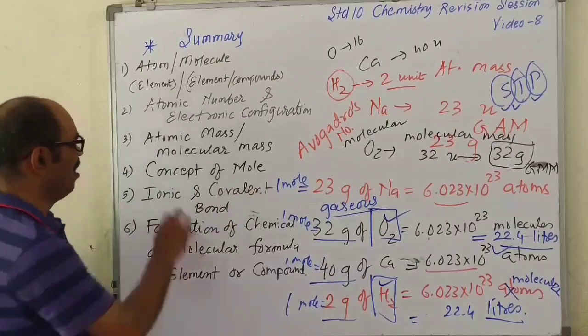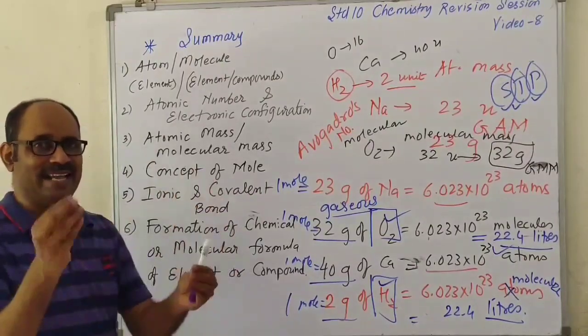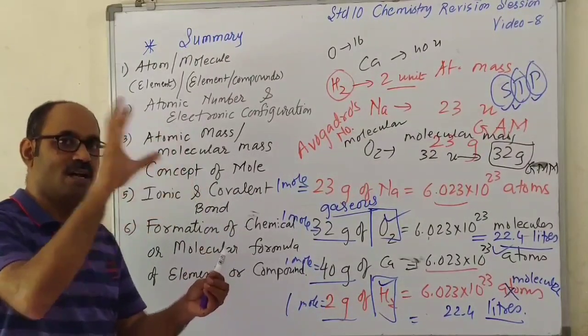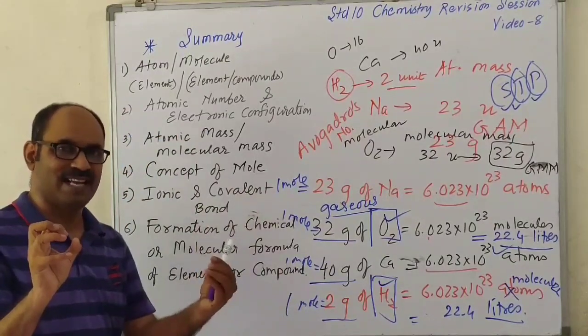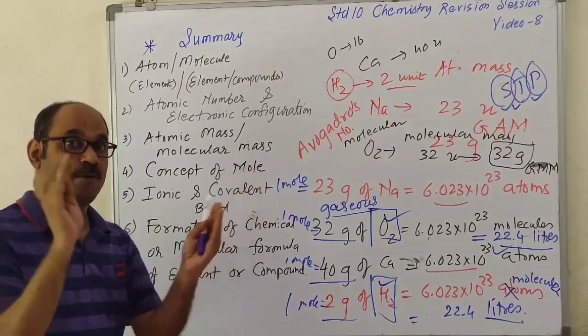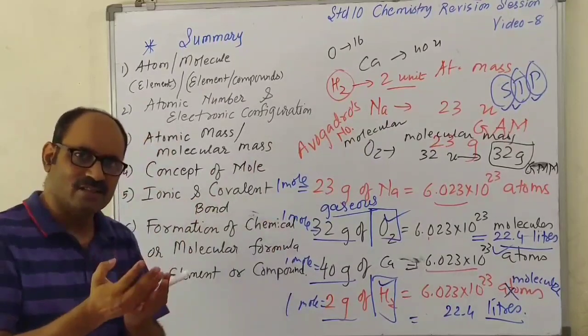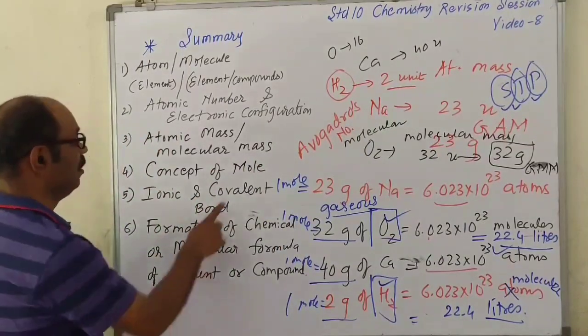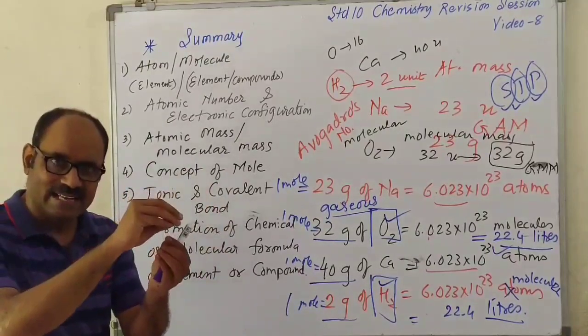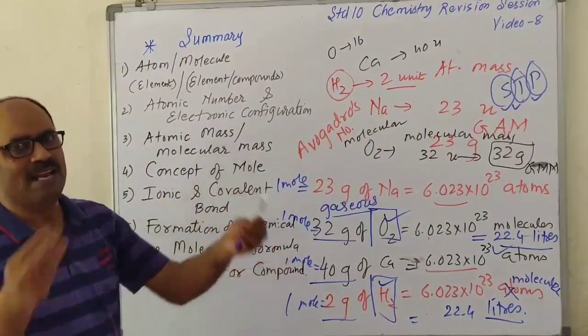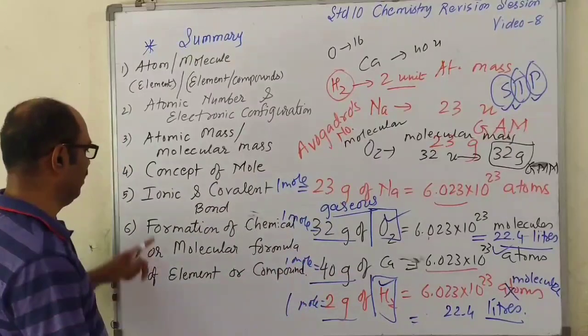Ionic and covalent bond. Ionic bond by give and take. The one who gives electron becomes positively charged. The one which receives electron becomes negatively charged. The oppositely charged particles attract each other and form a bond, giving rise to a molecule, compound. Covalent: the give and take that takes place in ionic bond, in covalent bond it is sharing. We have seen that in detail.